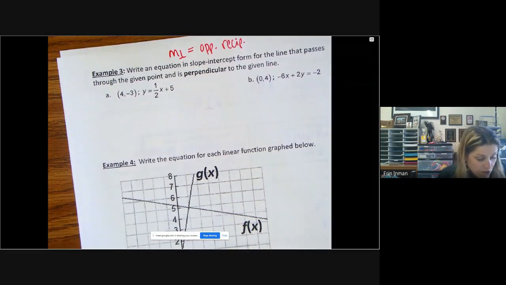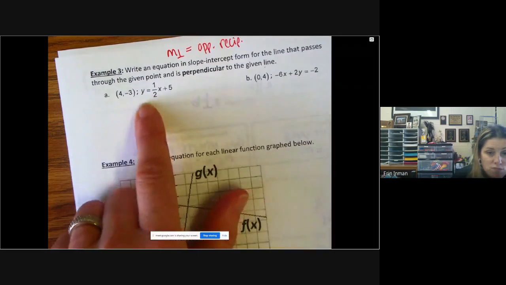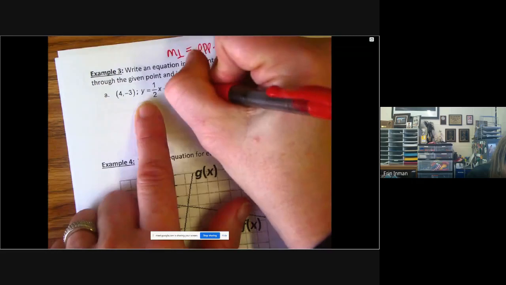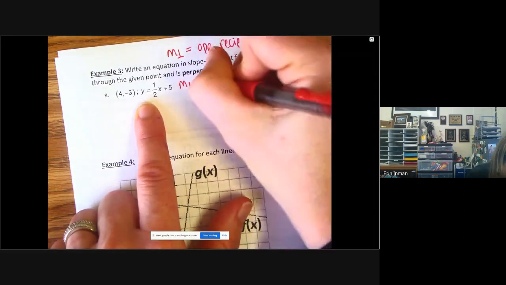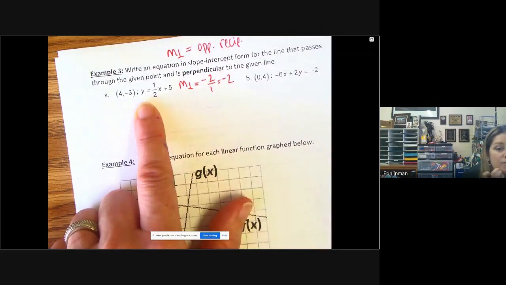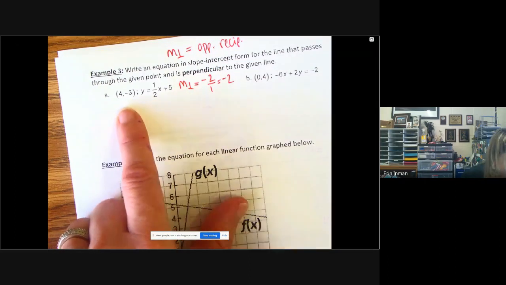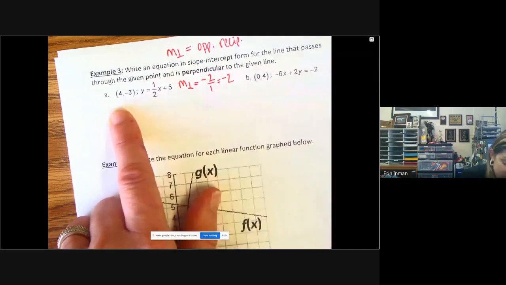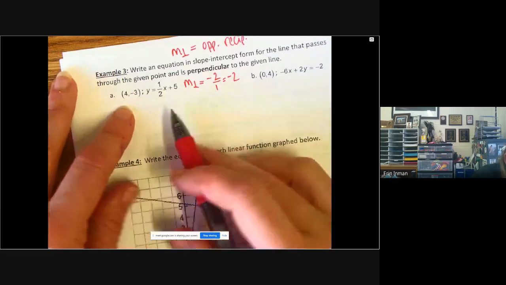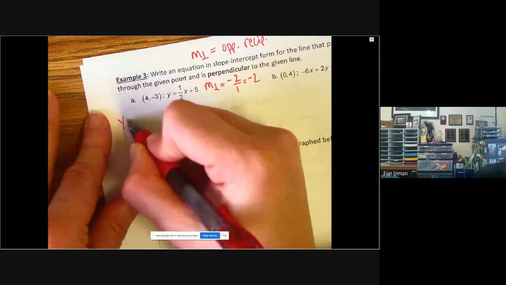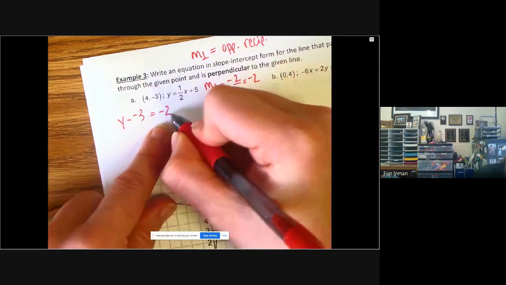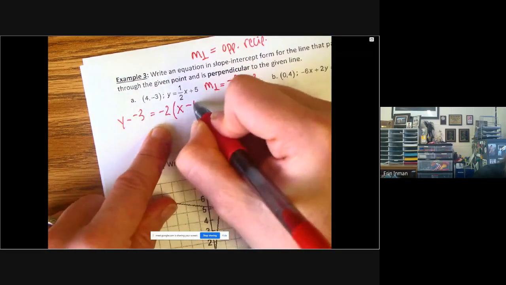So let's look at our equation. Our first one is really easy to see that the slope is 1/2. So the perpendicular slope would be -2/1, which is the same thing as -2. Now I have my x and my y coordinate right here, so I can write this in my point slope form. So y minus -3 equals our slope of -2 times x minus 4.